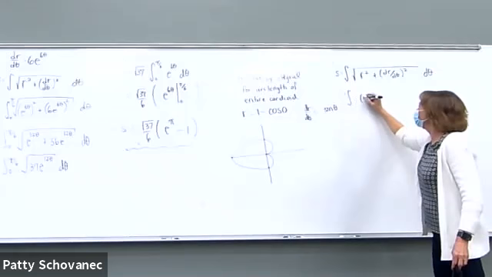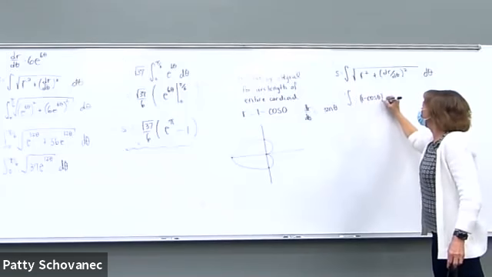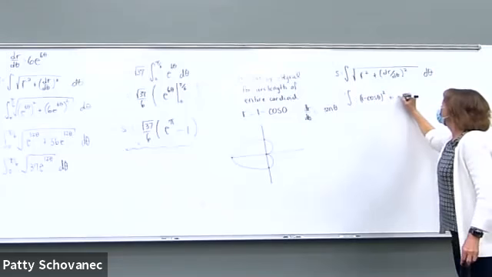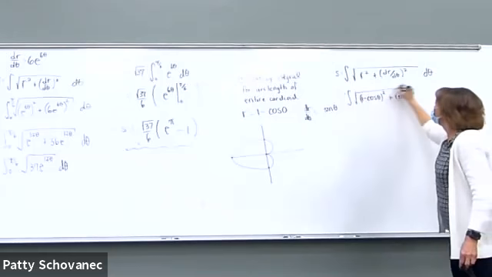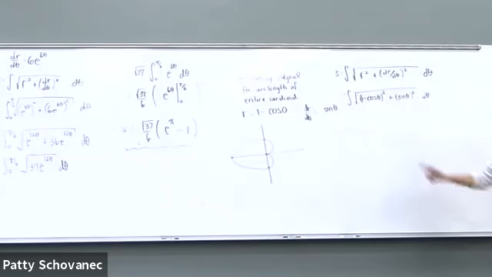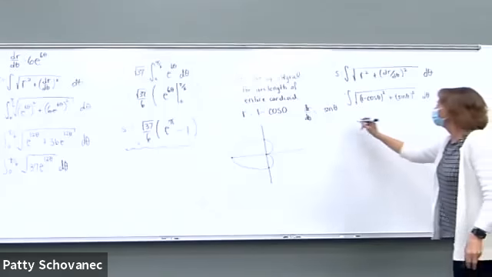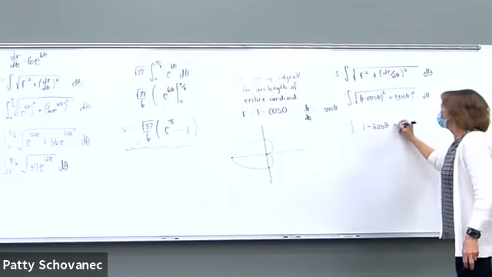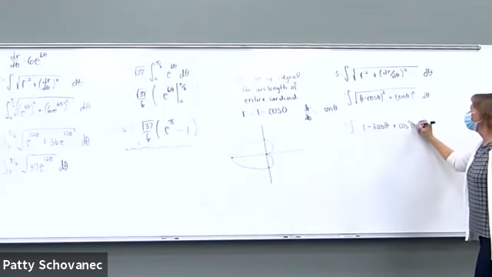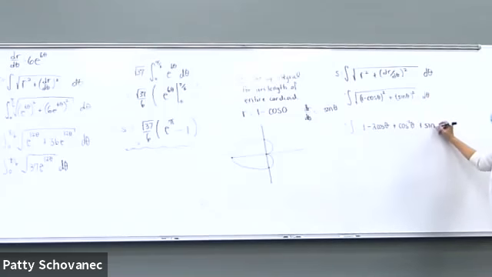So we're going to have 1 minus the cosine of theta squared plus the sine of theta squared d theta. So that's 1 minus the cosine all squared. That's not our Pythagorean identity. That's a binomial square. When you square it, you get 1 minus 2 cosine theta plus cosine squared of theta. And then you get a sine squared of theta out here.